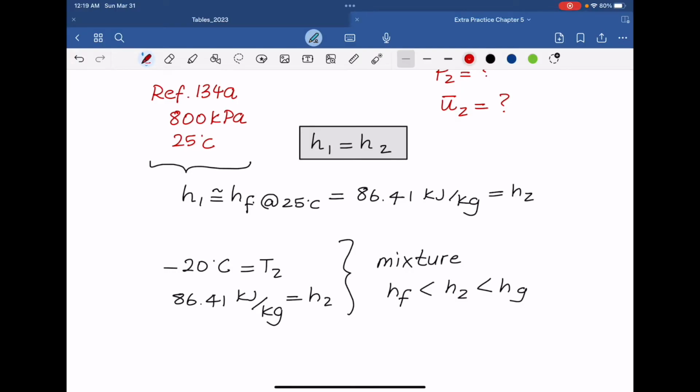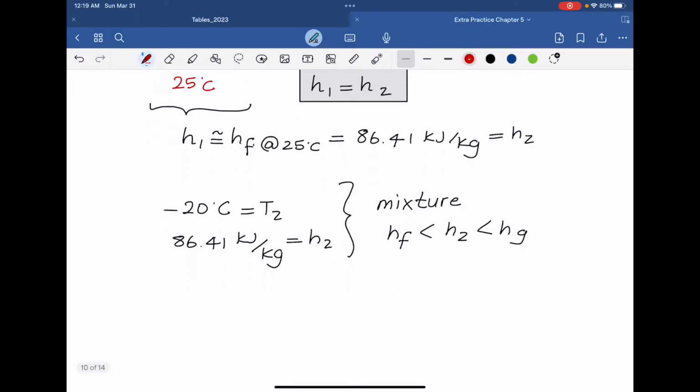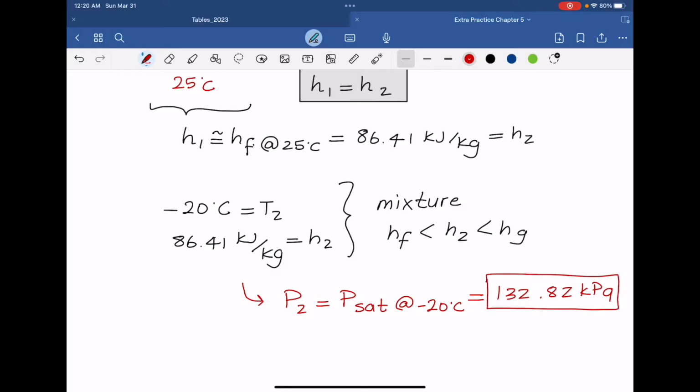When it is a mixture, the pressure has to be the saturation pressure, because that's the only way you can have a mixture at those conditions. It is something you read from the same table. So this way we were able to find the pressure directly because it's a mixture.